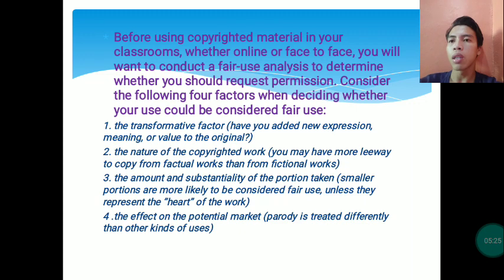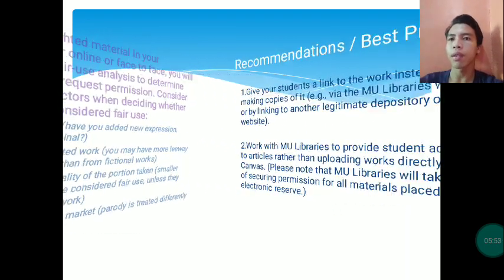Number two, the nature of the copyrighted work. You may have more leeway with factual works than with fictional works. Number three, the amount and substantiality of the portion taken. Smaller portions are more likely to be considered fair use unless they represent the heart of the work. Number four, the effect on the potential market. Parody is treated differently than other kinds of uses.